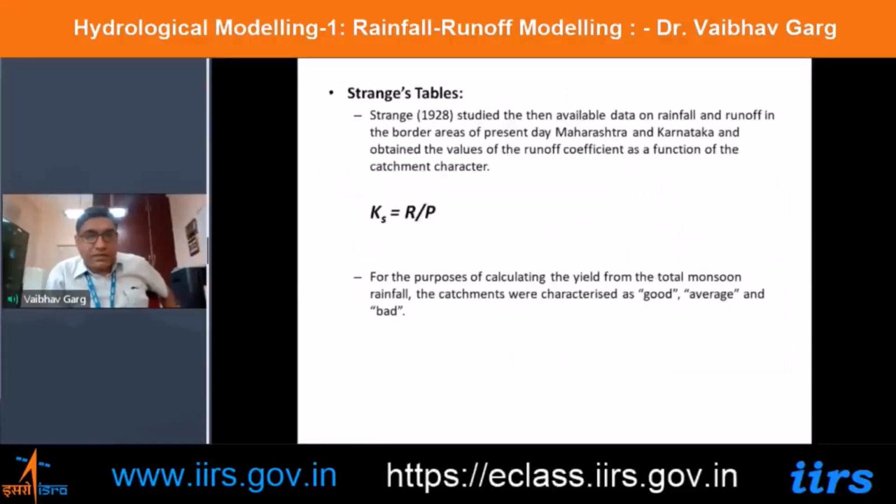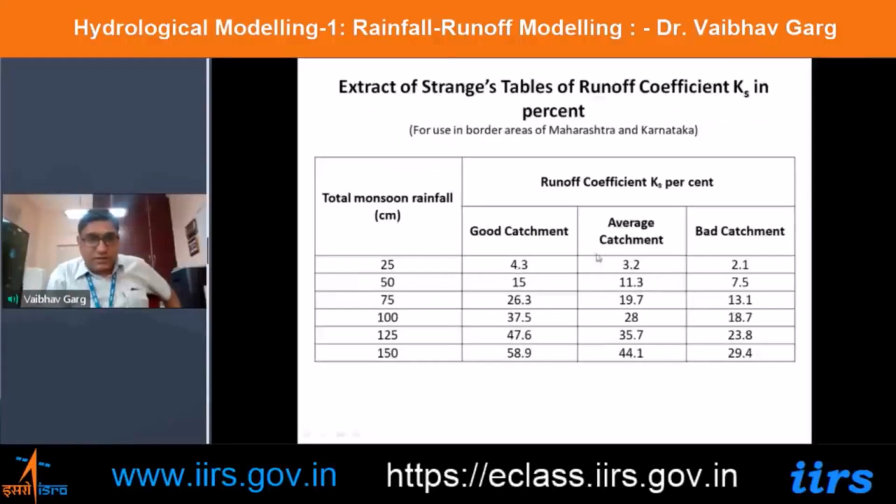Similarly, Strange's table. Strange studied the available data on rainfall and runoff in the border areas of present-day Maharashtra and Karnataka, and obtained the value of runoff coefficient as a function of catchment characteristics. Here Ks is the coefficient, R is your runoff, and P is your precipitation. For the purpose of calculating yield from the total monsoon rainfall, the catchments were characterized as good, average, and bad by Strange.